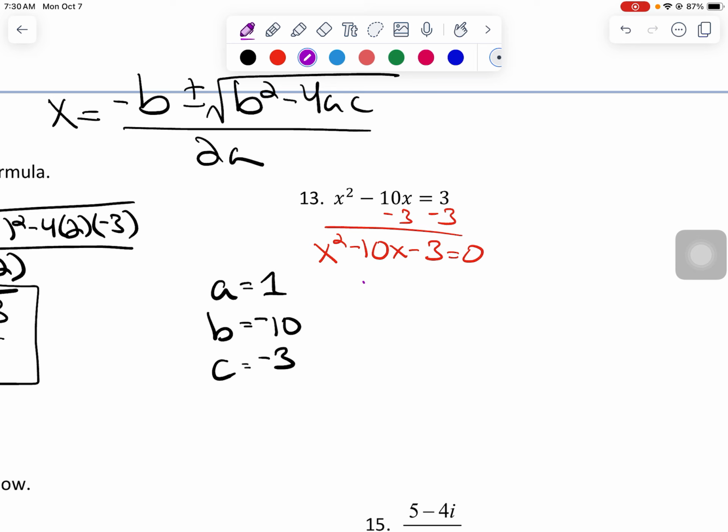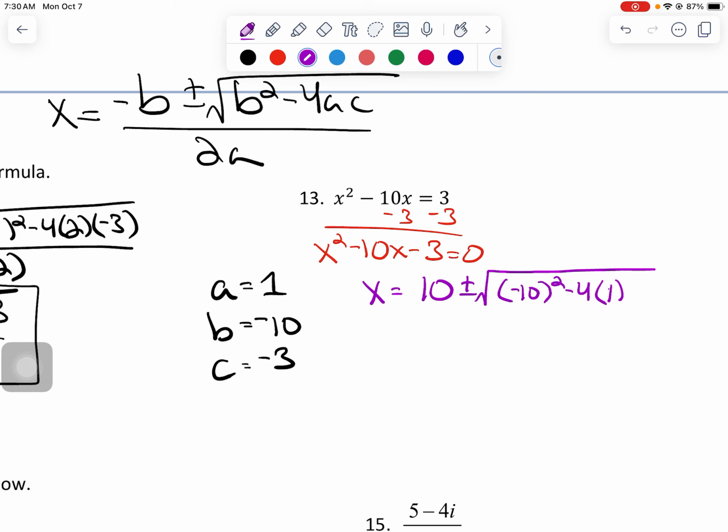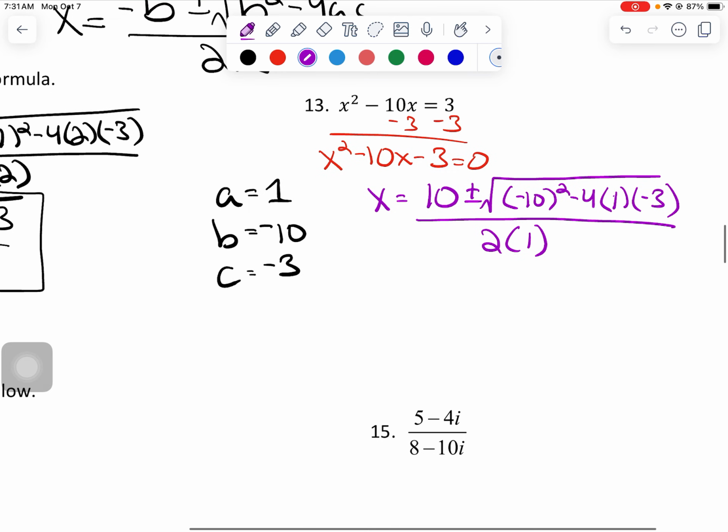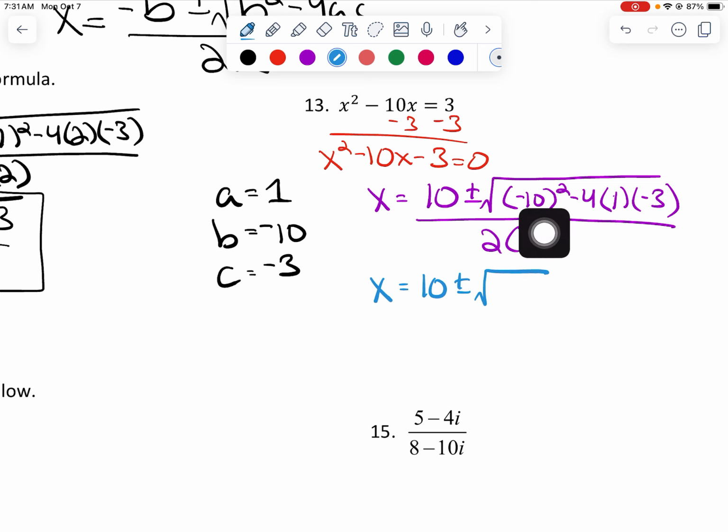So let's see what we got here. x is equal to the opposite of b. Well, b is -10, so the opposite would be +10. Plus or minus the square root of b squared minus 4 times a times c all over 2 times a. All right, so in my handy dandy calculator, I'm going to put this square root mess in here, and that should be 112. Okay, it is, all over 2.